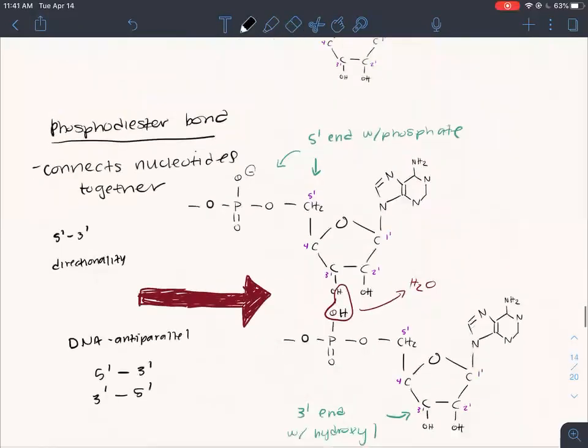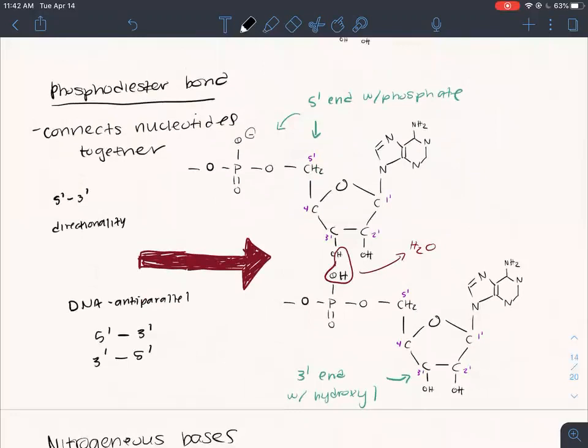And the next bond is the phosphodiester bond, which is what connects the nucleotides together and basically makes the polymer, which is like DNA or RNA. So by the red arrow, you can see where I've labeled where the dehydration reaction occurs. And so the phosphodiester bond, once you have this polymer, you have two ends of your strand. You have the 5' end with the phosphate, and you have the 3' end with your hydroxyl. And this is how you can basically tell the difference on a strand.